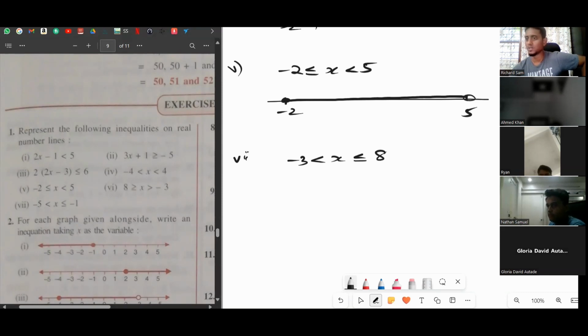So write it like this first. Always your final answer should be in this form with the less than sign. If it is greater than, change it to less than. And then you do whatever you want with it, either draw the solution set or the number line. Okay. Is everyone clear on this?